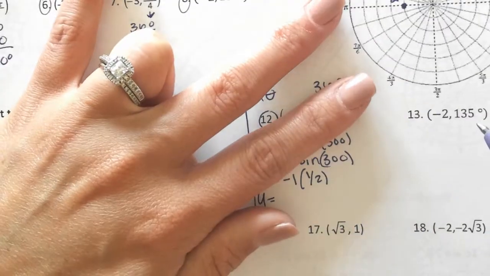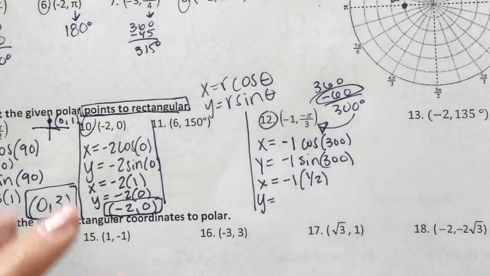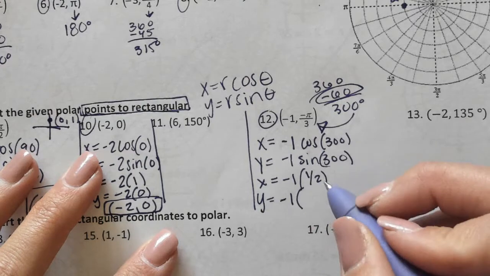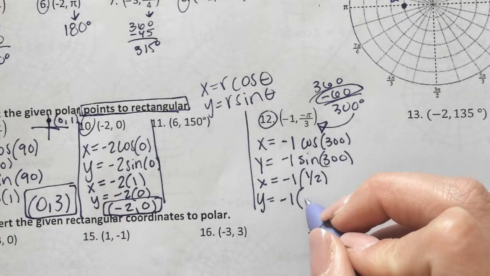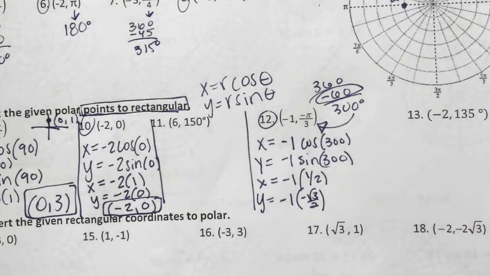So that's going to be this finger. What side is sine? Right, so it's going to be square root of 3 over 2. But not just square root of 3 over 2. It's going to be negative because this is in quadrant what? Quadrant 4. So sine's going to be negative.